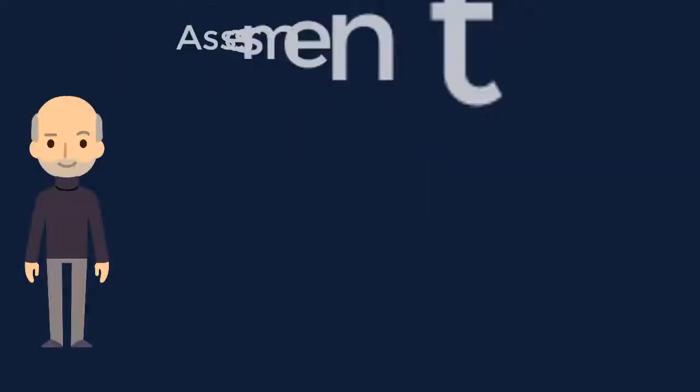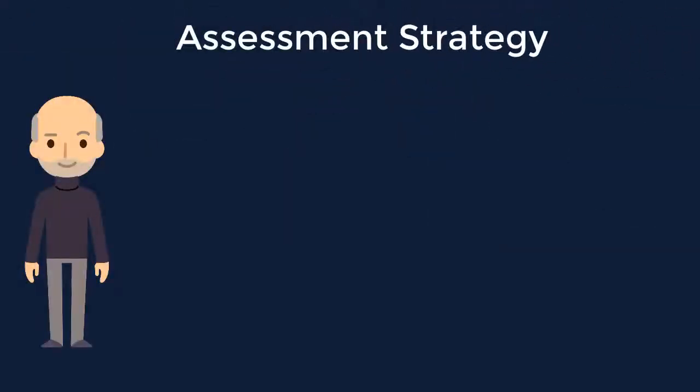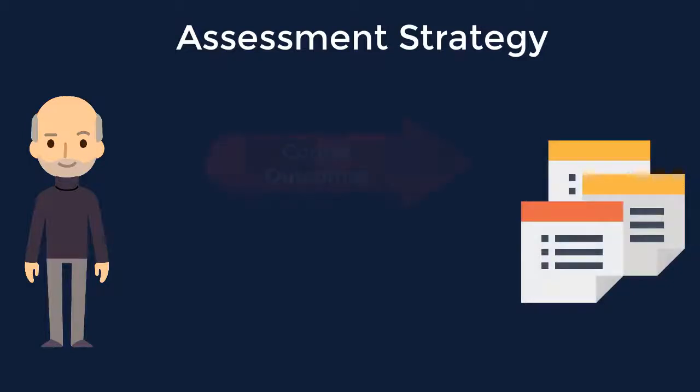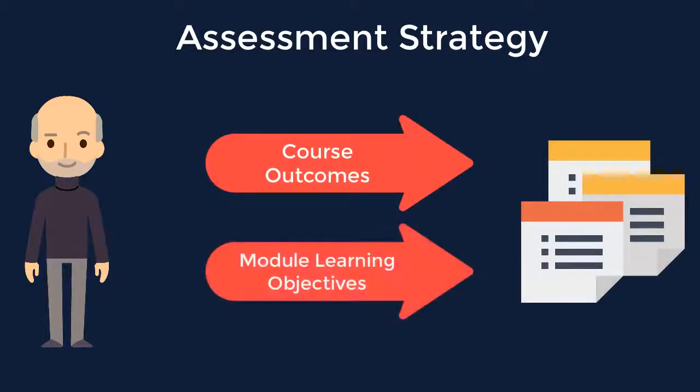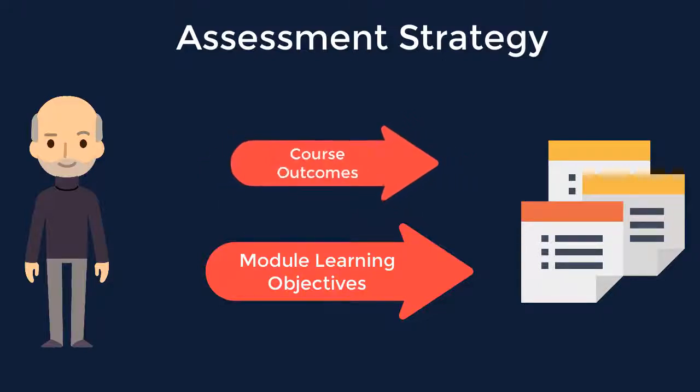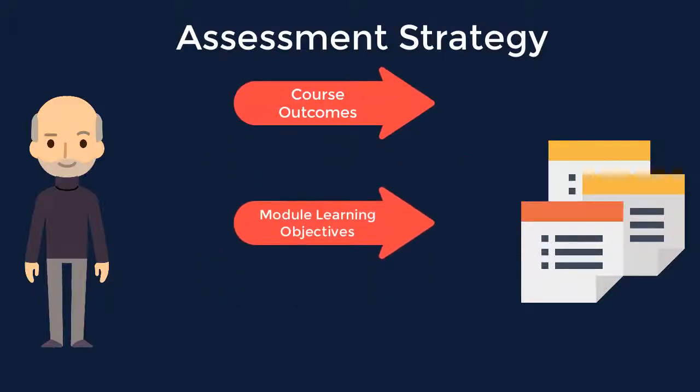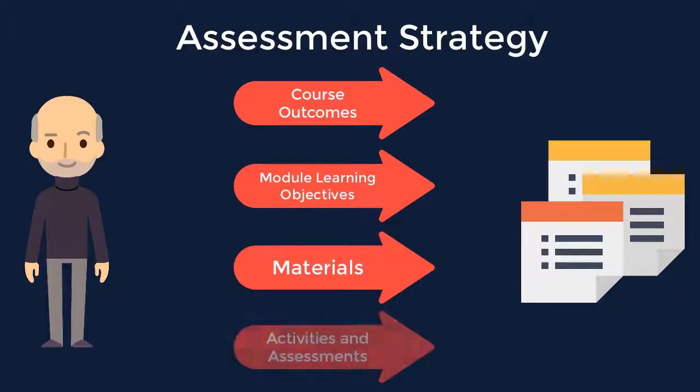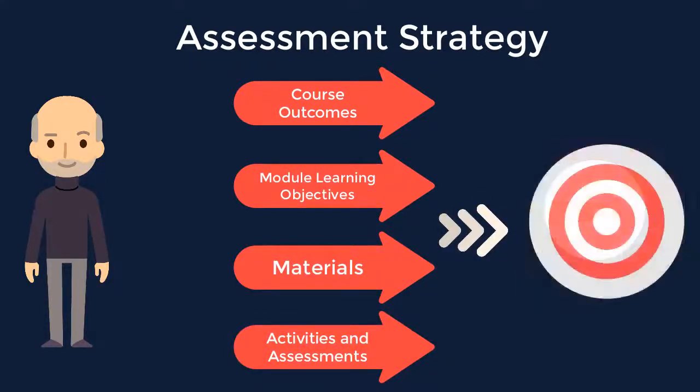In this video, we'll discuss how to develop a course assessment strategy that is aligned to course outcomes and module learning objectives. In a well-aligned course, the course outcomes, module learning objectives, materials, activities, and assessments should work together to help students meet their learning goals.